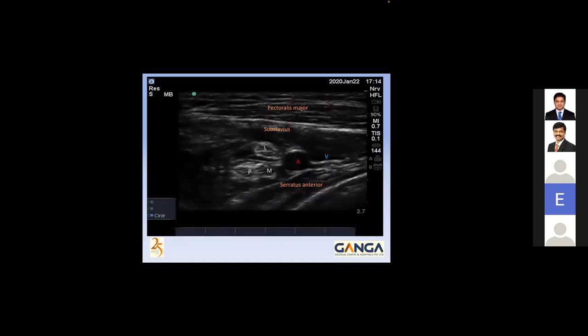You switch on the color Doppler, and you find two structures. One is the artery, another is the vein. How are you going to differentiate? The vein is compressible and more medially located. The artery is not compressible. And you can see the neural structures, the cords of the brachial plexus, much more lateral to the first part of the axillary artery. The serratus anterior muscle is inferior to that, and the pleura much deeper beneath that.